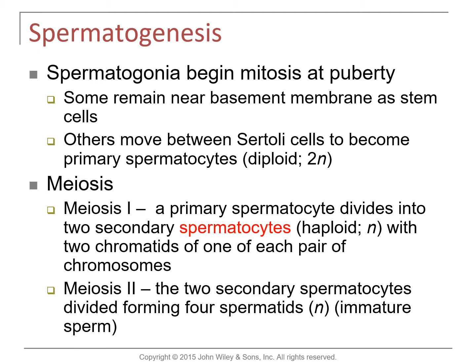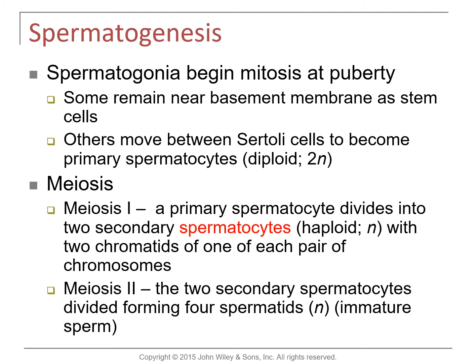It is still diploid. It has 2 copies of each chromosome, or a full complement of 46. During meiosis, a primary spermatocyte divides into 2 secondary spermatocytes, not spermatids, as you might have seen on the original slide. These spermatocytes are haploid, meaning they have half the number of chromosomes. However, within each cell, each chromosome has 2 sister chromatids, okay, of each pair of chromosomes.